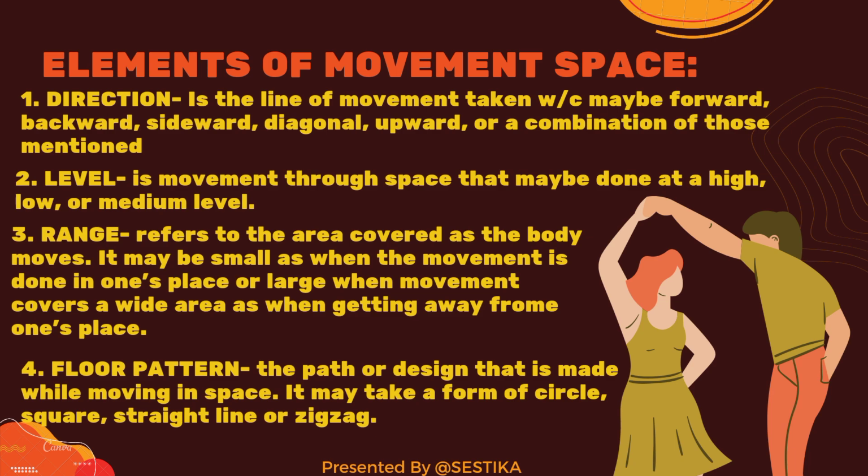1. Direction is the line of movement taken, which may be forward, backward, sideward, diagonal, upward, or a combination of those mentioned. 2. Level is the movement through space that may be done at a high, low, or medium level. 3. Range refers to the area covered as the body moves. It may be small, as when the movement is done in one's place, or large, when movement covers a wide area, as when getting away from one's place.